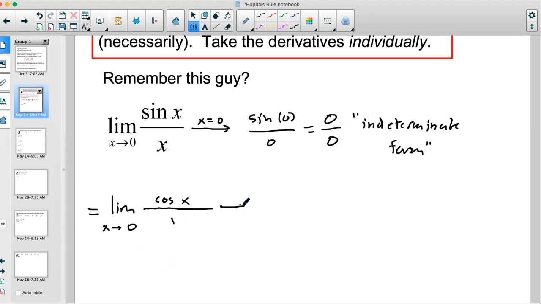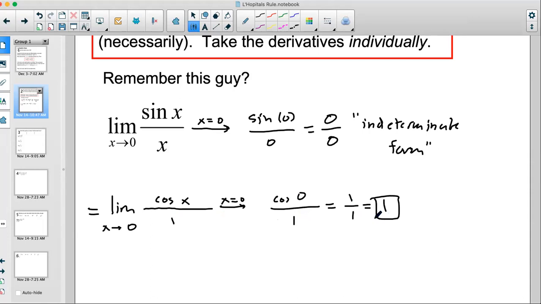Now we try again. We try and plug in 0 again. The cosine of 0 on top, and the bottom is just 1, so that's still 1. There's nothing to plug in. Cosine of 0 is 1, over 1, equals 1. So that's the limit. And that's why in that previous unit, I told you sine x over x was equal to 1.